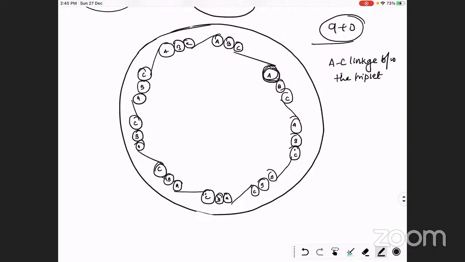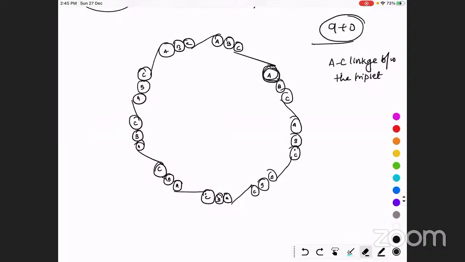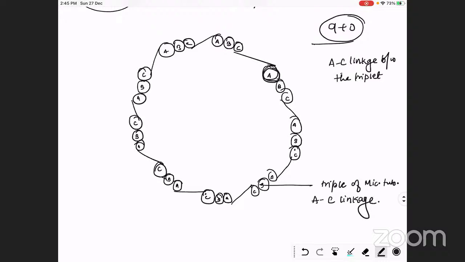So this is the AC linkage in the microtubules. Okay, and these are the triplets. They are the triplets of microtubules connected by AC linkage. Okay, AC linkage.